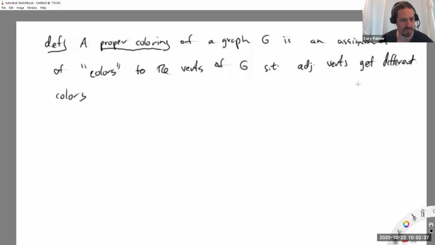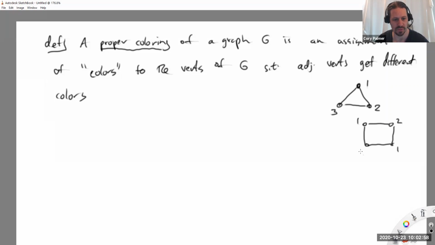Okay, so usually the colors themselves are just integers, one up to K or whatever. So like a proper coloring of the triangle, we don't have a whole lot of choices here. All the vertices have to be different colors because all pairs of vertices are joined to each other. But maybe a C4 here, you can color a little bit better. 1, 2, 1, 2 works.